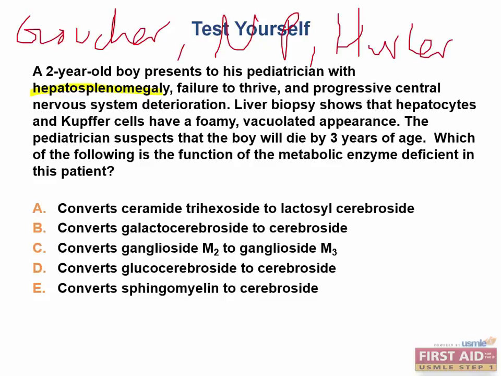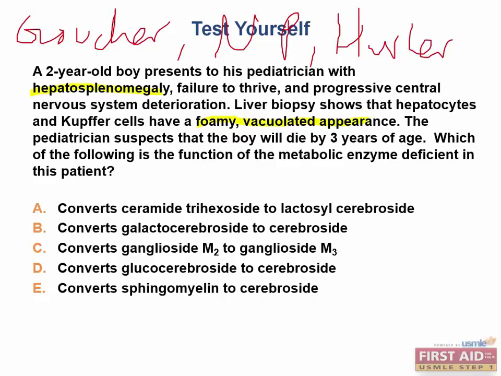The next major clue for me would be the description of the liver biopsy. Here, the hepatocytes and Kupffer cells have a foamy, vacuolated appearance. Does this sound like they are trying to describe a foam cell to you? Well, in Niemann-Pick disease, foam cells are a key buzzword. Okay, so we've now determined that the boy has Niemann-Pick disease, but that's only half the battle. Now we need to figure out what metabolic enzyme is missing.